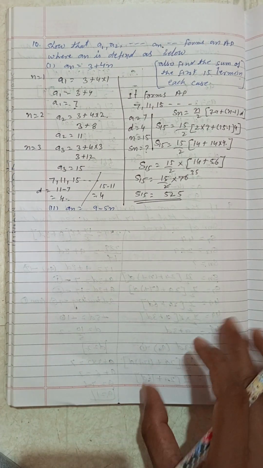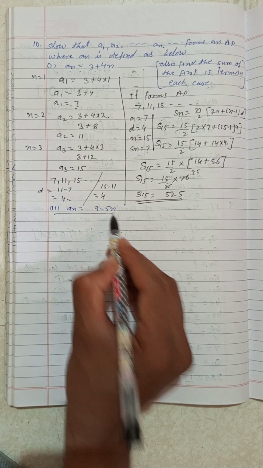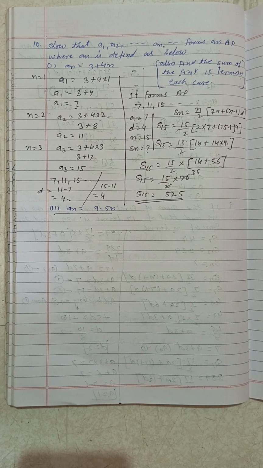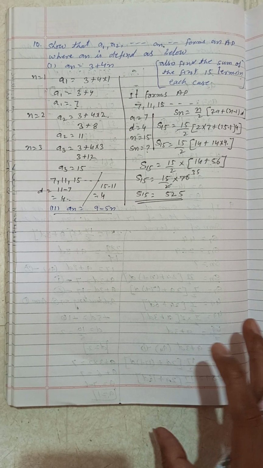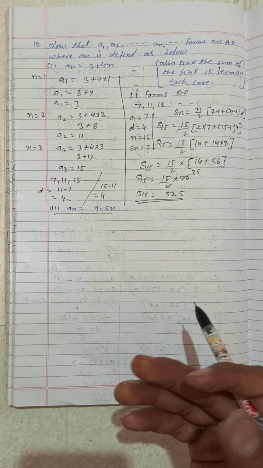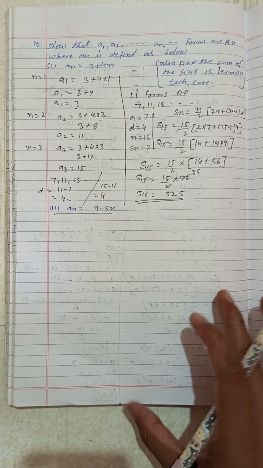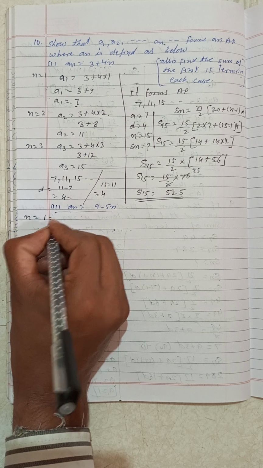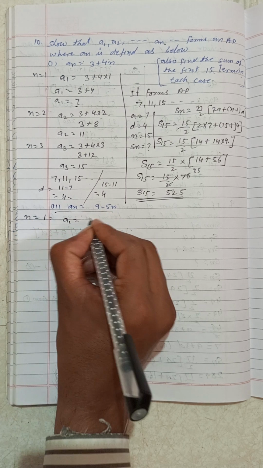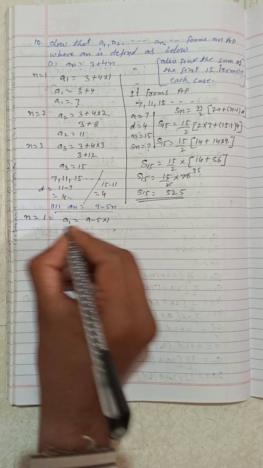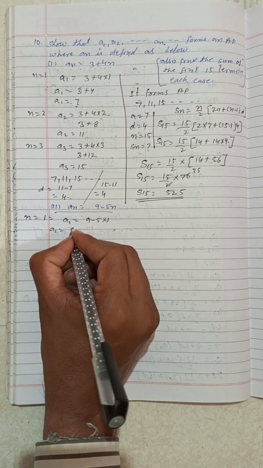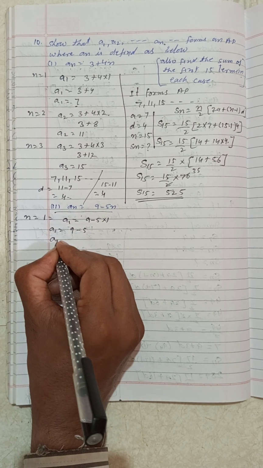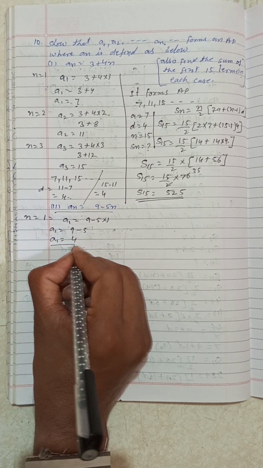In the second question asked, first you have to prove whether it is an AP or not. If it is an AP, we have to find the sum of the first 15 terms. So let n be equal to 1. Then A1 is equal to 9 minus 5 into 1. A1 is equal to 9 minus 5, so A1 is equal to 4. So the first term we got is 4.